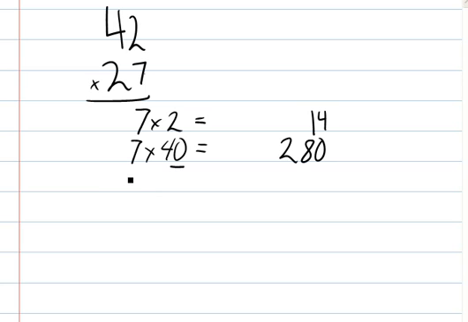Now, my next step is to do 2 times 2. But it's not 2 on the bottom. That's actually 20 times 2. So 2 times 2 is 4. So 20 times 2, that makes 40, because it's 10 times as much.